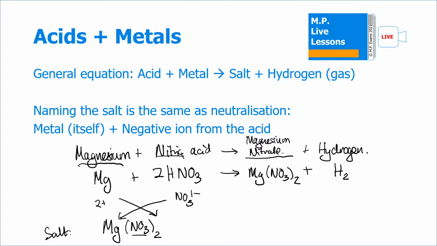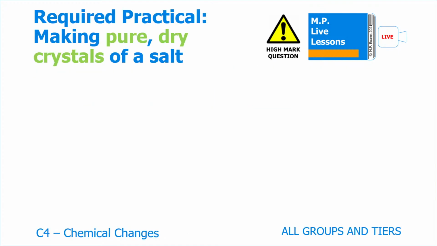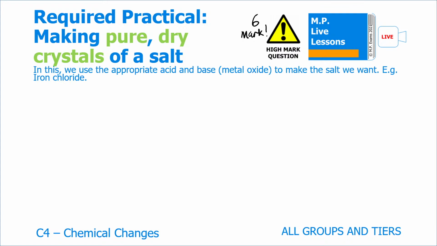Now, a required practical is making a pure, dry set of crystals from a salt. That's actually for all groups and tiers, so all of you need to pay attention. This often comes up as a 6-mark high mark question. For example, we'll use an appropriate acid and base to make the salt we want, for example, iron chloride.